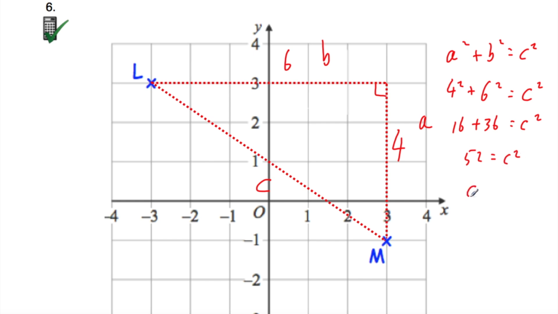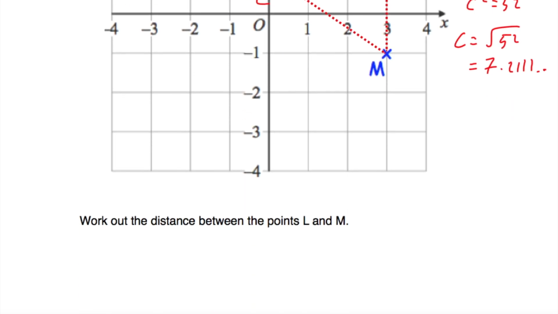Now let's turn this around, C squared equals 52. So we now know that the length of this side squared is 52. We want to work out the length of this side, so we need to square root. C would be equal to the square root of 52. And the square root of 52, if we get our calculator, is equal to 2 root 13, or as a decimal number, 7.2111, and so on. And does the question ask us to give it to so many decimal places? No. So I'm just going to round it to 3 decimal places. That's going to be 7.211 to 3 decimal places, and that's it.